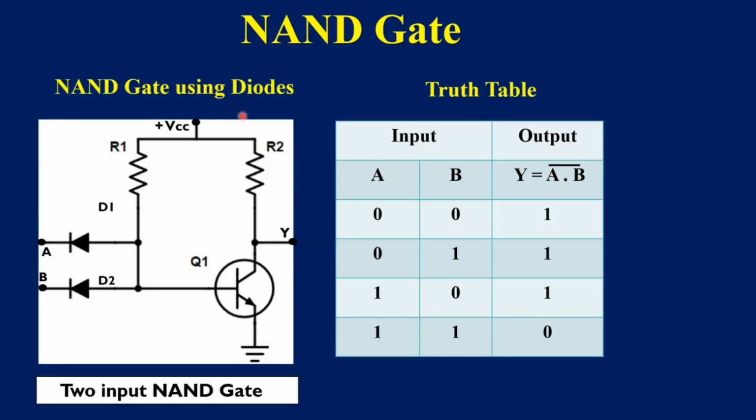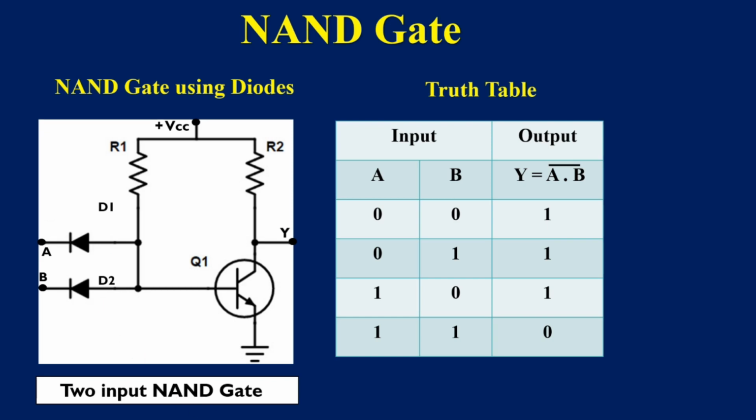The circuit diagram shows a two input NAND gate constructed using diodes and a transistor. Now let us verify the truth table of the NAND gate using this electrical circuit. Here A and B are two inputs, D1, D2 are two diodes, and this is a transistor, that is an NPN transistor in common emitter configuration. The diodes will conduct if they are forward biased and will not conduct if they are reverse biased.